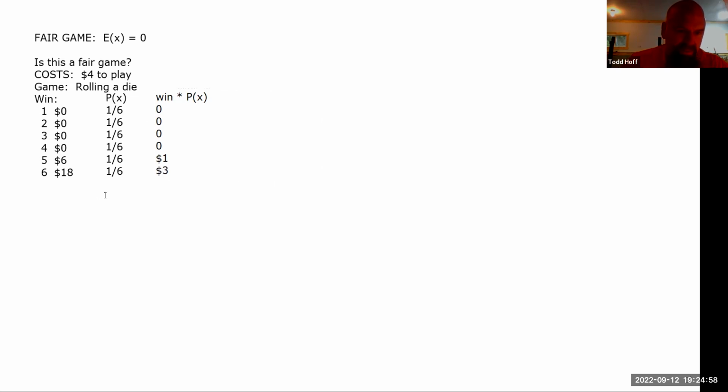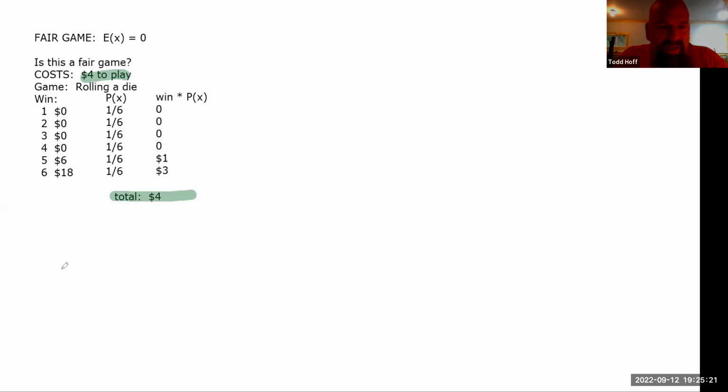That sum total is $4. That's equal to what it cost to play the game. It costs $4 to play, and the expected winnings is $4. That would make this a fair game. The amount you expect to win on average is equal to what it costs to play.